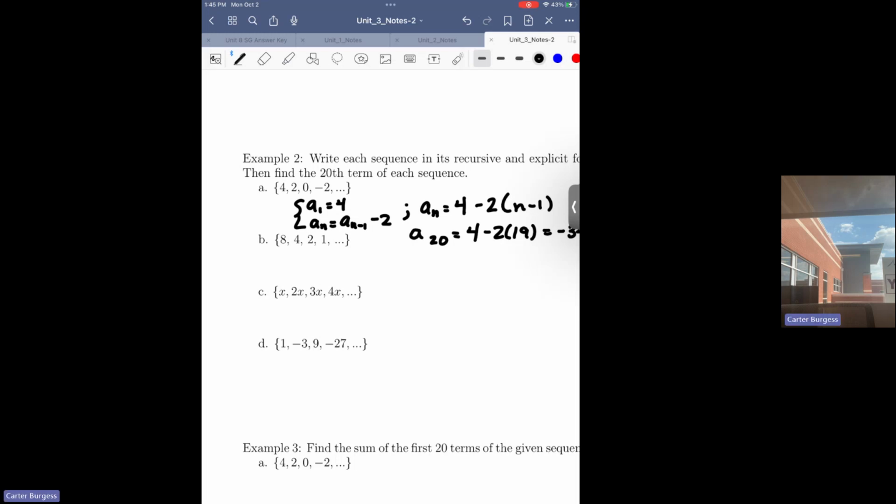We're adding. Okay, so how could we adjust that to account for the fact that I'm multiplying rather than adding? So we're going to do 8 times 1/2, and then how many times are we going to multiply by 1/2? 20 minus 1, n minus 1 times, right? And then multiplying by 1/2 over and over and over again. How do I communicate that? With an exponent. So 1/2 to the power of.